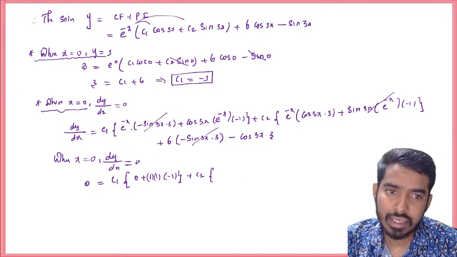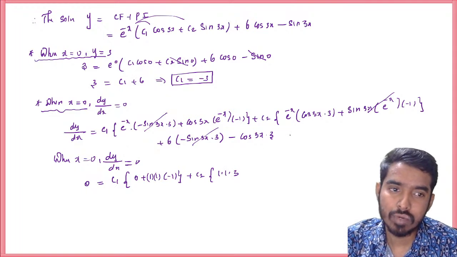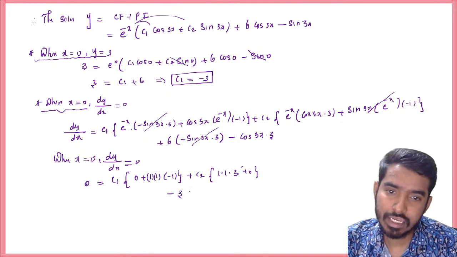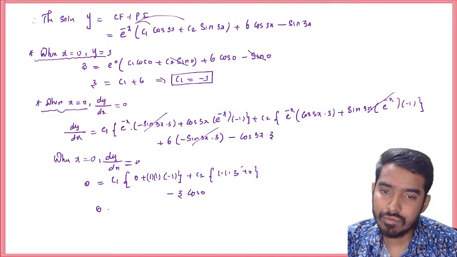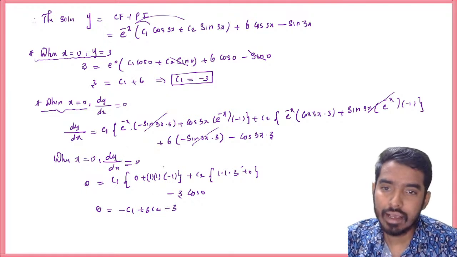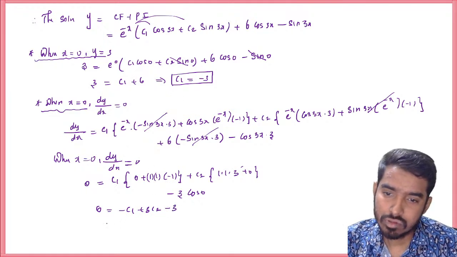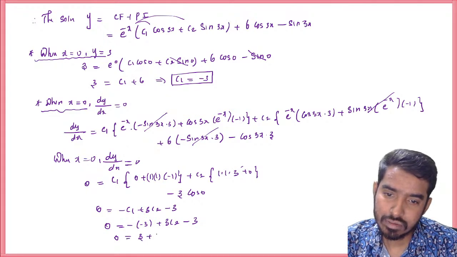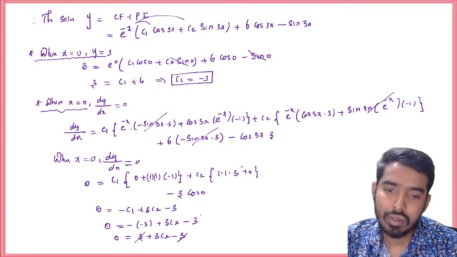When you put 0 here, 1, 1, 3, right? So e power 0 is 1, cos 0 is 1, into 3 plus 0. This term is 0, minus 3 times cos 0. So we will be left with 0 equals minus c1 plus 3c2 minus 3, right? And you know c1 is minus 3. So we'll have 0 equal to 3 plus 3c2 minus 3. These two will get cancelled. So we have c2 equal to 0, right?